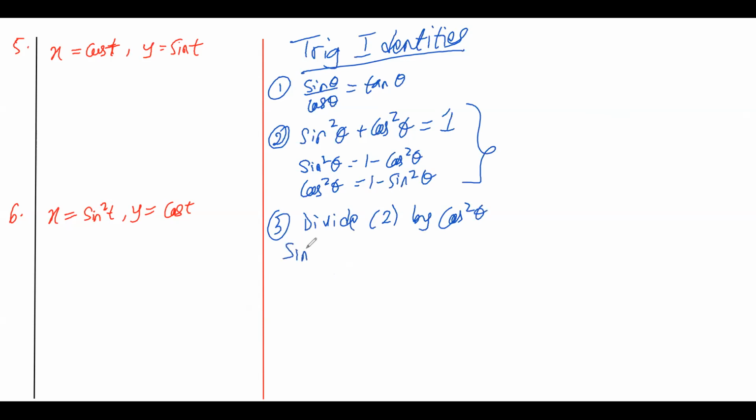Sine squared theta by cos squared theta, cos squared theta divided by cos squared theta, and this will be 1 divided by cos squared theta. So this is sine over cos, that's tan, so this will be tan squared. This is 1, this is sec squared.